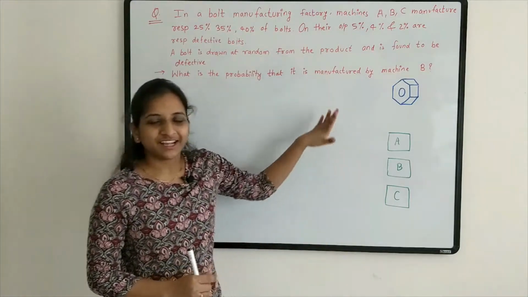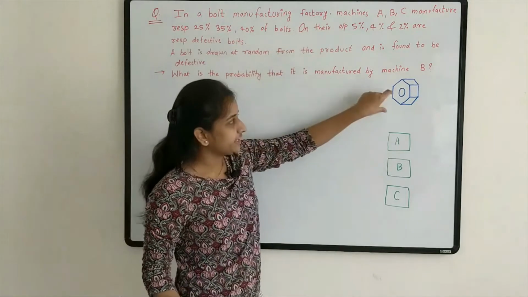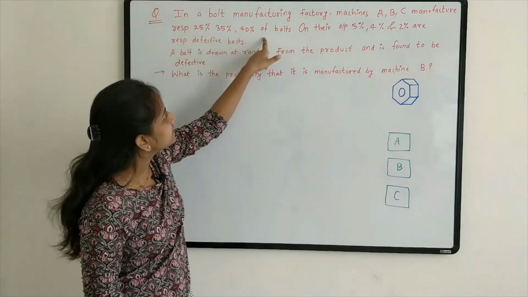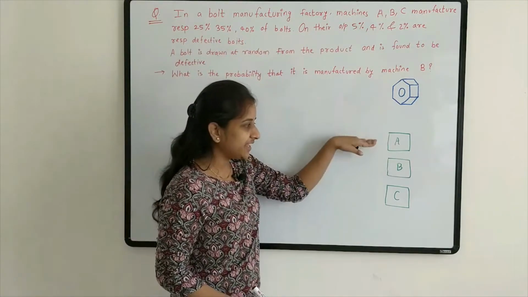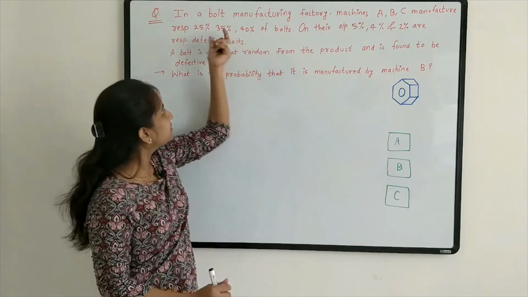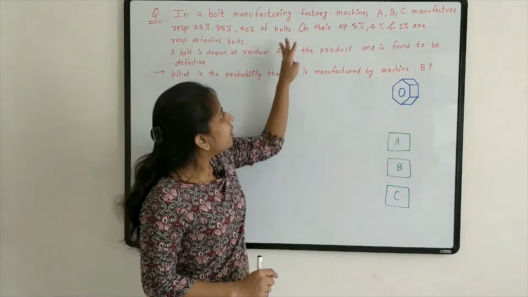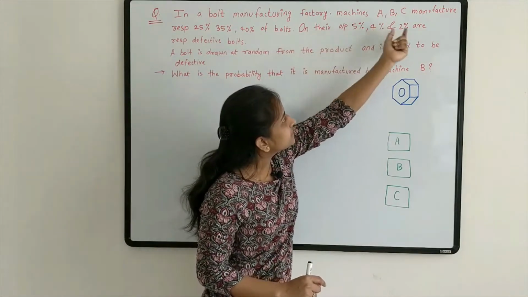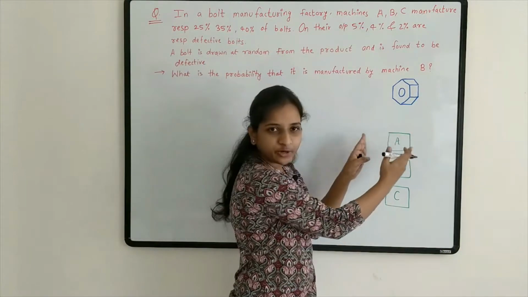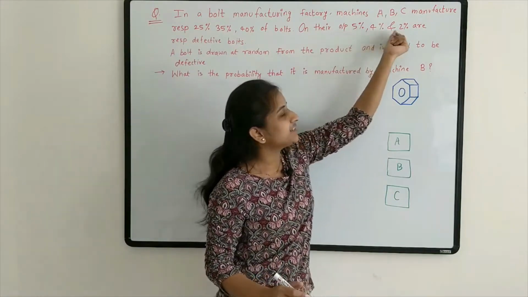Now let's solve another example. Don't get frightened by seeing a lengthy question. Let's solve this together. In a bolt manufacturing factory, machines A, B, C manufacture respectively 25%, 35% and 40% of bolts. So in a factory there are 3 machines. Machine A produces 25% of the output, machine B produces 35% and machine C produces 40%. Fine. Now of their output 5%, 4% and 2% are respectively defective bolts. Whatever bolts are produced by machine A, 5% of them are defective. Same for B and same for C.